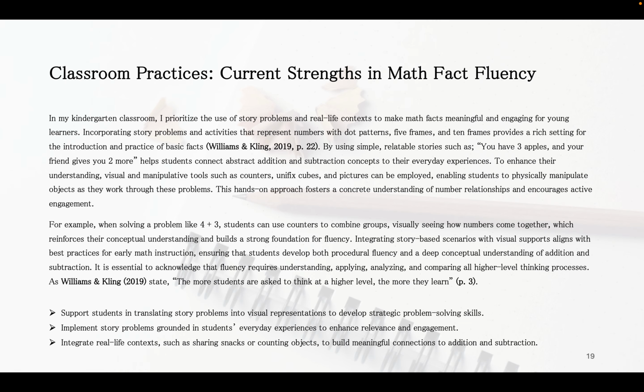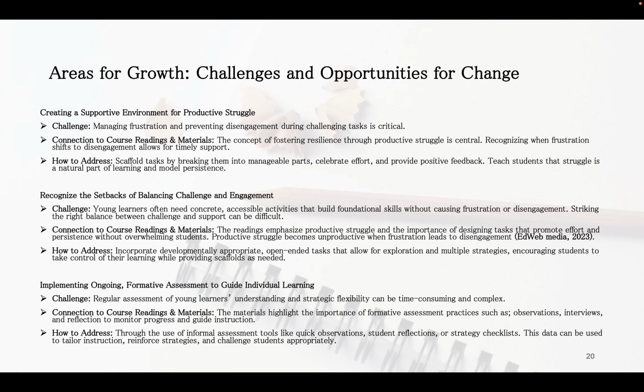And so, like Williams and Kling state, the more students are asked to think at a higher level, the more they learn. So, as teachers, support students in translating story problems into visual representations to develop strategic problem solving skills, and implement story problems grounded in students' everyday experiences to enhance relevance and engagement. Integrate real life contexts, such as sharing snacks or counting objects, to build a meaningful connection to addition and subtraction. Areas for growth, challenges, and opportunities: creating a supportive environment for productive struggle.